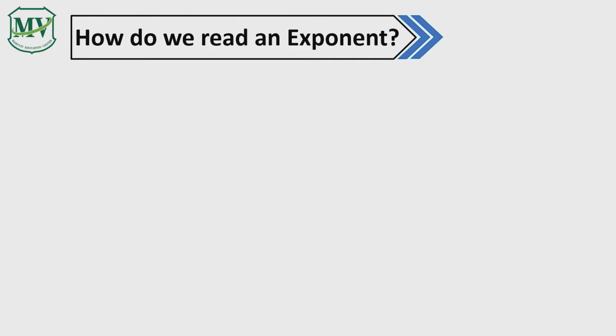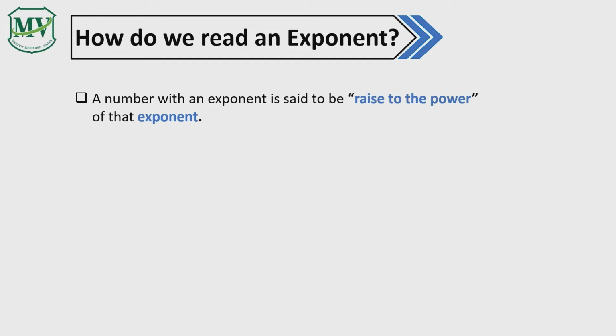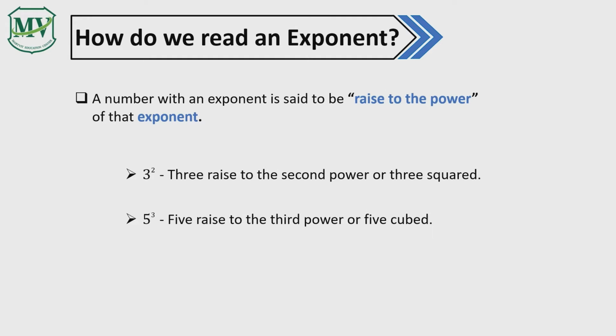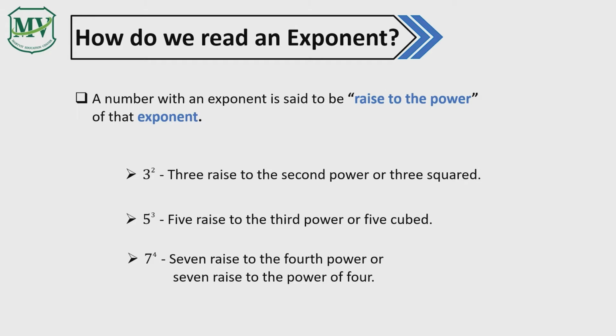How do we read an exponent? A number with an exponent is said to be raised to the power of that exponent. 3 raised to the second power, or 3 squared. 5 raised to the third power, or 5 cubed. 7 raised to the fourth power, or 7 raised to the power of 4.